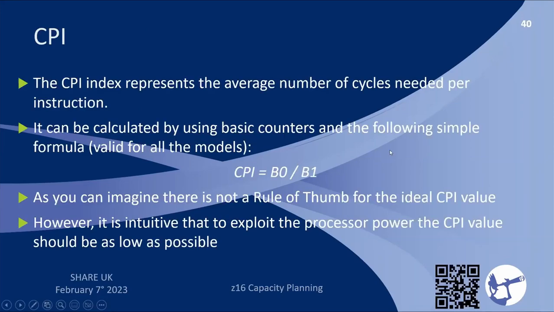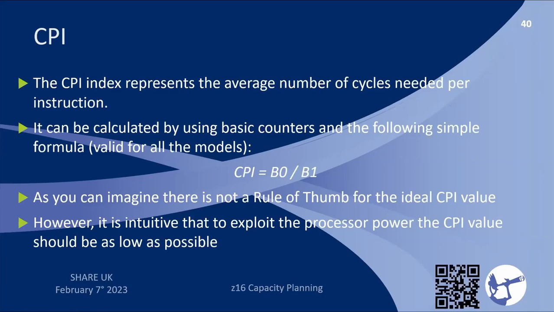Cycle per instruction, the CPI index, represents the average number of cycles needed to perform an instruction. It's calculated using basic counters, so it's very simple and it didn't change in time. So CPI is something that has been available for some time now. There is no rule of thumb for the ideal CPI value, but of course, the lower it is, the better it is.